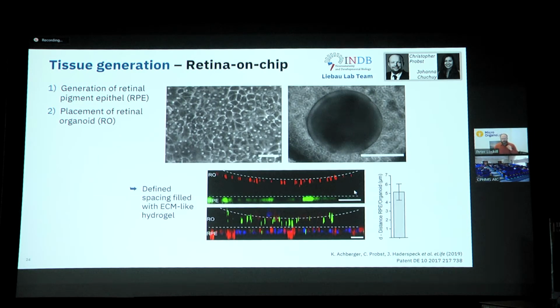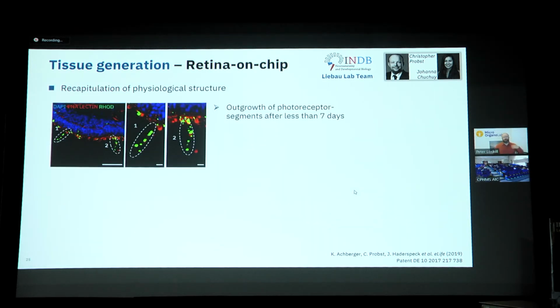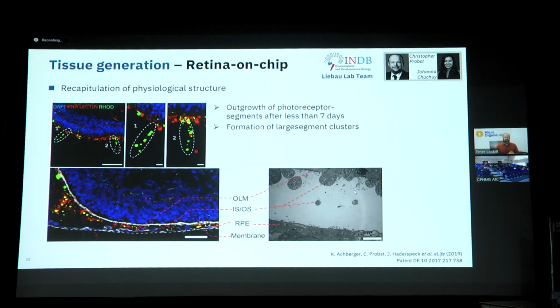So what we had to do was create a very thin spacing between the organoid and the RPE, and we managed to do that by adding an ECM-like hydrogel in between. And then we could see that after a couple of days, the organoids, more specifically the photoreceptors on the outside of the organoid, would grow out segments, and not only individual segments, but really large segment clusters that would fill the entire spacing in between photoreceptors and the RPE.